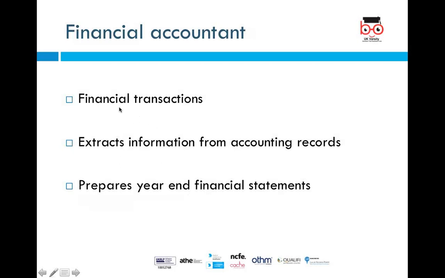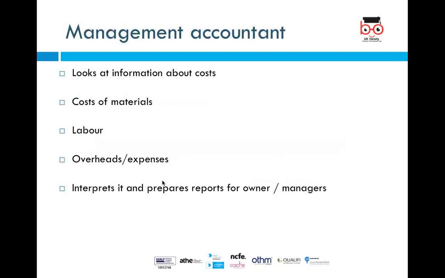And the financial accountant's role is to see that the financial transactions are recorded properly, extract information from accounting records, and prepare year-ending financial statements. Sometimes the financial accountant needs to produce periodical financial statements on an emergency basis. So these are the main functions of the financial accountant, because we need to understand what the accountant's role is for the business, and what kind of functions and activities they work on to produce accurate reporting for the external or internal stakeholders.